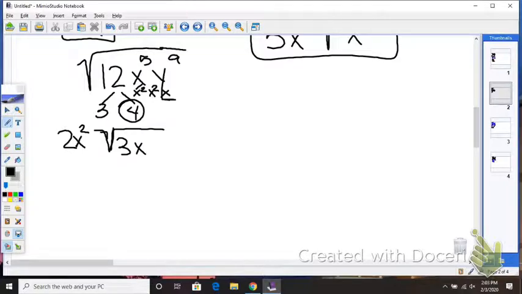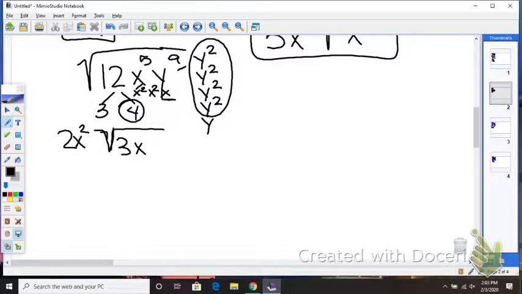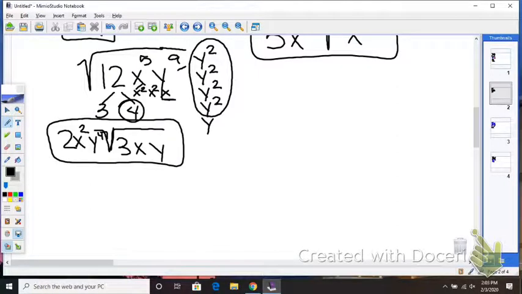Okay, so y to the 9th. We have to break it down to y to the what power? Y to the 2nd. So I have y to the 2nd, y to the 2nd. That's 4 of them. That's 6. That's 8. And what do I need to make 9? Just y. So how many y to the 2nds am I taking out? 4. So I have y to the 4th out front. And what stays in the house? Y. So your answer is 2x squared y to the 4th times the square root of 3xy.